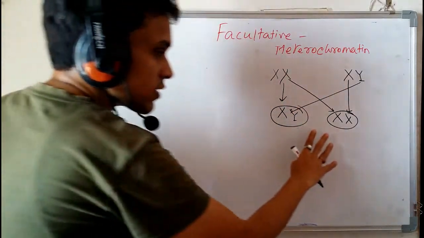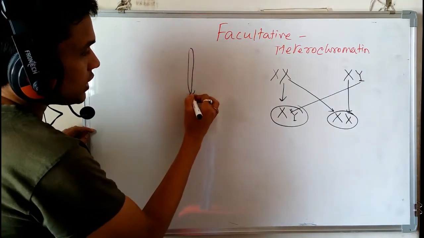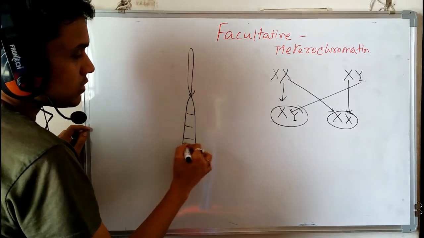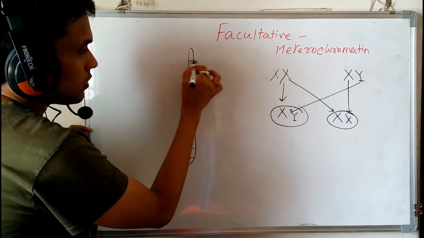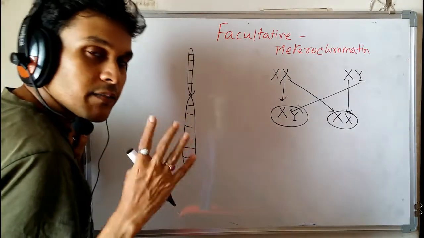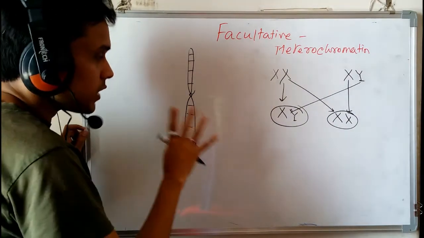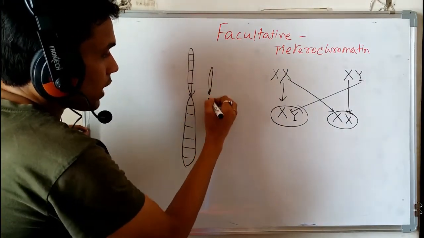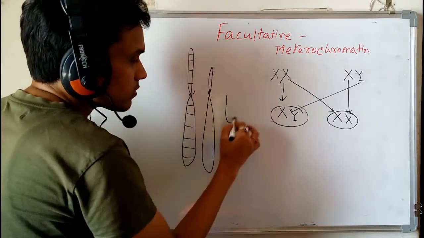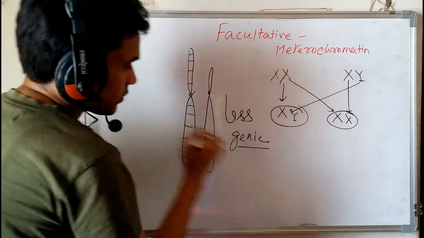Before discussing this, you need to remember another thing, that the X chromosome is a gene-rich region. If I consider this is the X chromosome, there are many genes present in the X chromosome. Some of them are sex determining region. And if I consider the Y chromosome, this is actually very less genic. Less genic region. This is more genic.